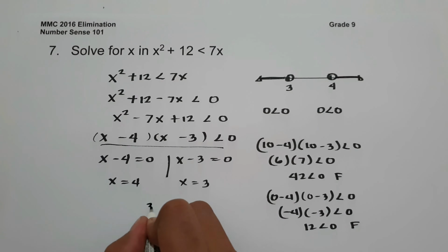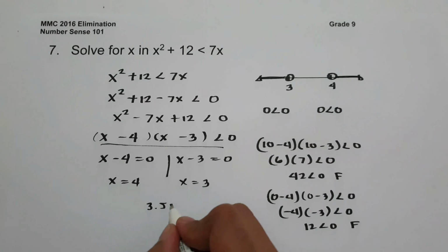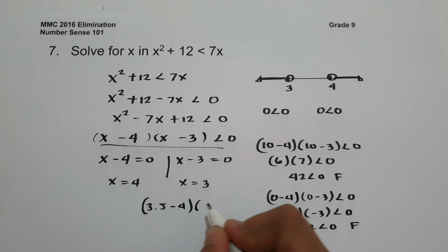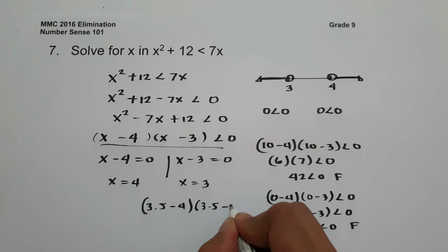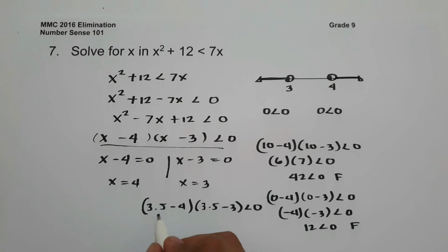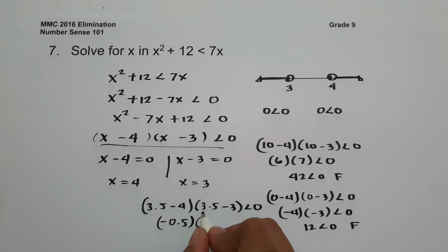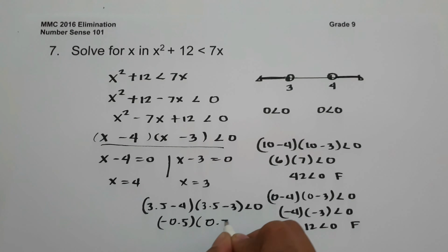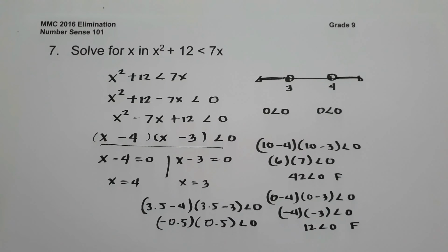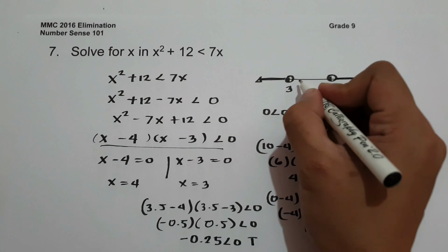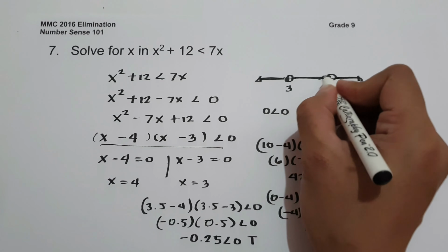Let's say 3.5. 3.5 is between 3 and 4. 3.5 minus 4 multiplied by 3.5 minus 3 less than 0. 3.5 minus 4, that is negative 0.5, multiplied by 3.5 minus 3, that is positive 0.5, less than 0. So therefore, 0.5 multiplied by negative 0.5 will give us negative 0.25, less than 0. So this is true. Therefore, this part of the solution is true.